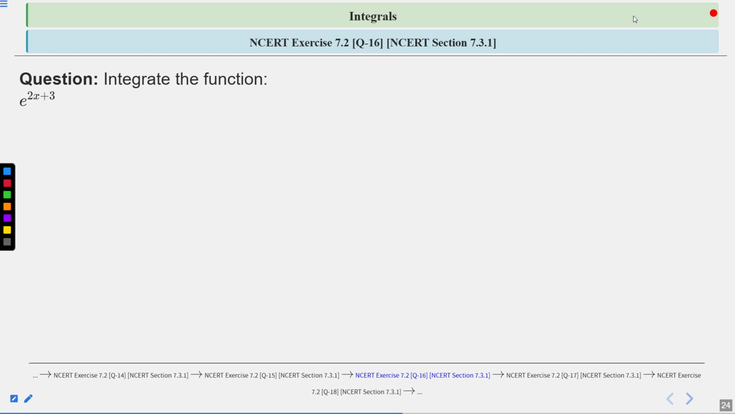So how can we integrate this? Again, we will try with some substitution, okay? After that, we can easily calculate the value of the integral of this function. Again, you have some time to solve or think about this question. After that, we will discuss the solution part.